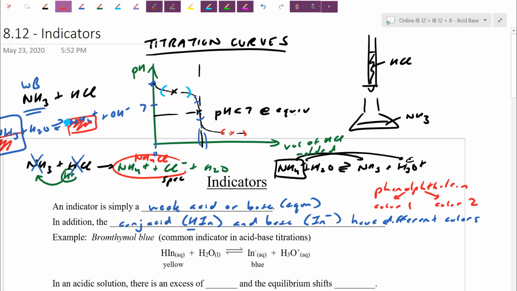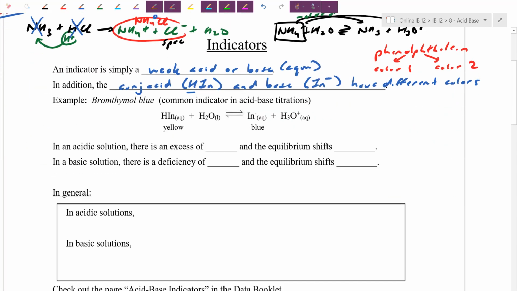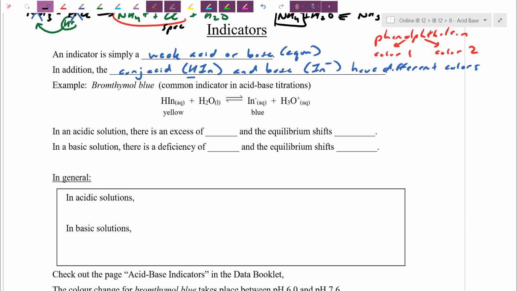So although we've been talking about the equivalence point, the stoichiometric point, today we're going to mainly focus on the indicator itself, and choosing the right indicator that has a transition point close to your equivalence point, so that when the color changes, I know the reaction should be stopped. So just a small section here on indicators. Bromothymol blue is another common indicator. In HIn, the acid form, it's yellow. In the base form, when it's lost a proton, it's blue.